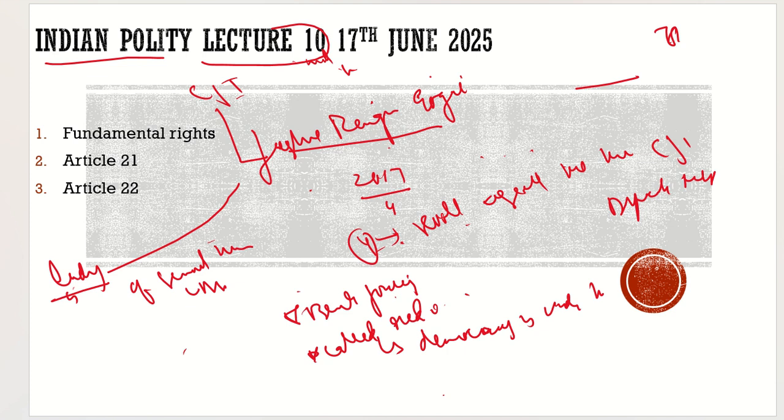So when she accused him of sexual harassment, sexual assault, the case went to the court, and it was heard by whom? It was heard by this Justice Ranjan Gogoi. He set up a bench, and for that bench he chose two judges.